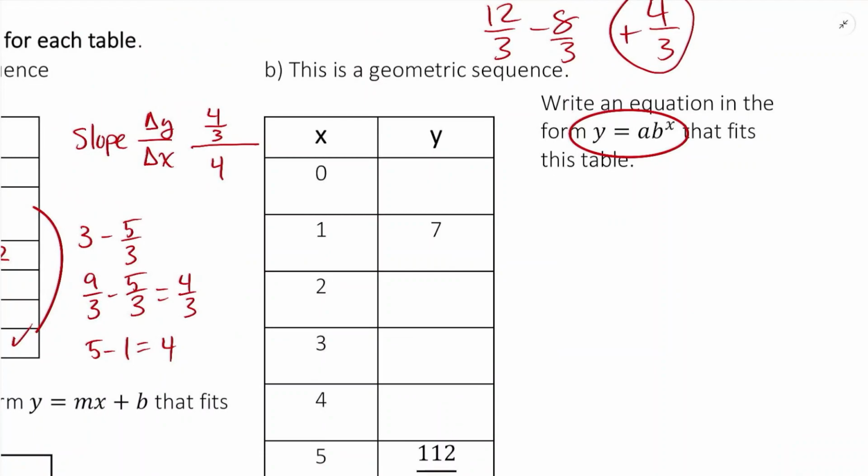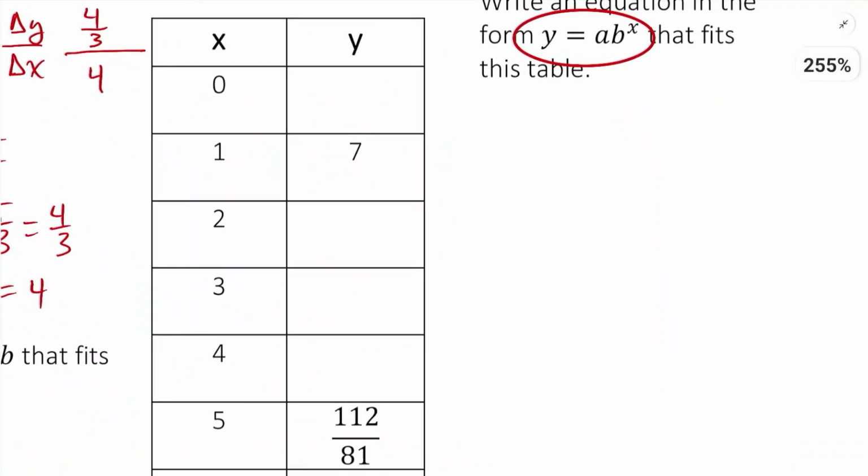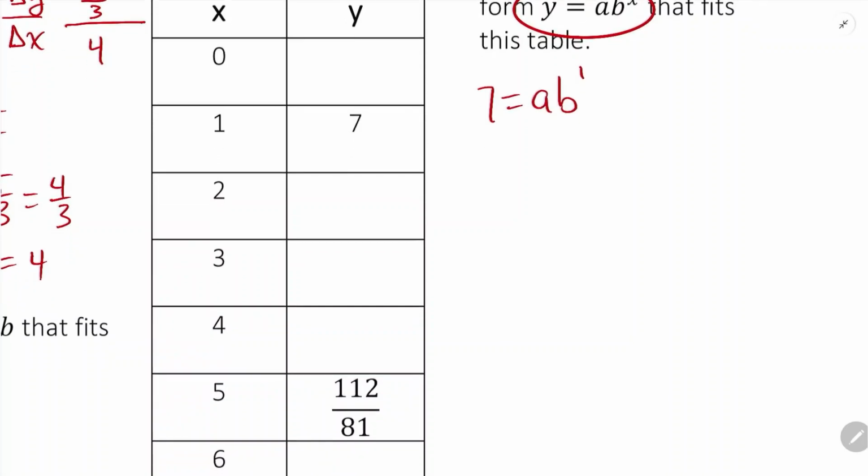The next one, there's two ways we could approach this. We could approach it as a systems of equations problem. We've done that. So for example, I could write the following. I could write 7 equals a times b to the first power. And I could also write 112 over 81 equals a times b to the fifth power.